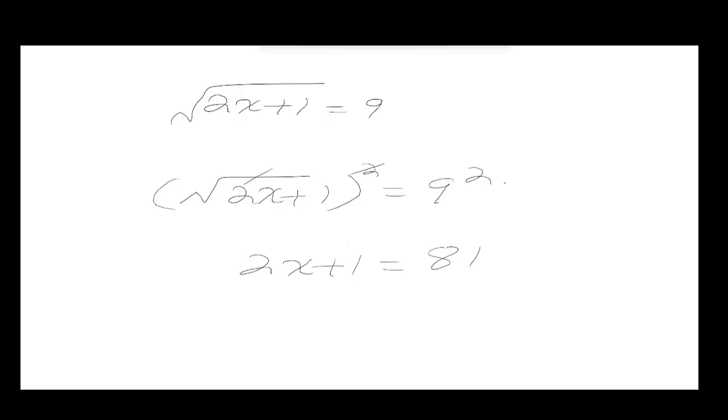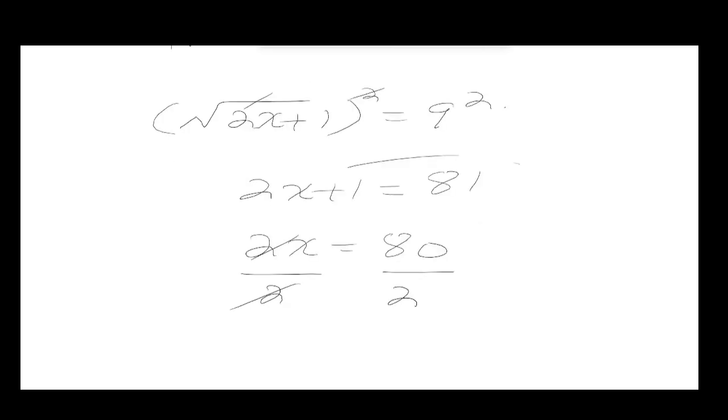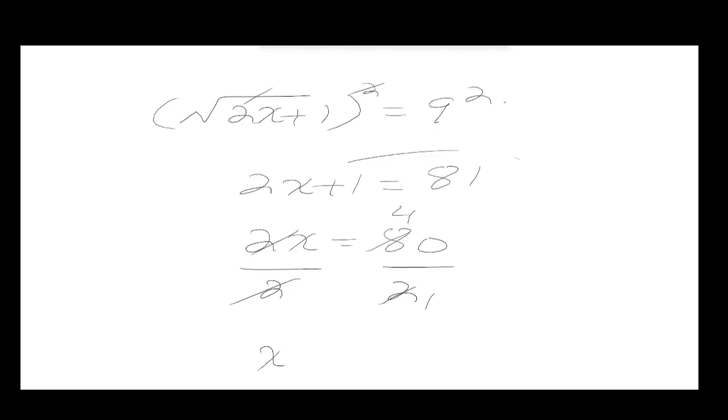The 1 gets moved to the right side. So we have 2x is equal to 80 because 81 minus 1 is 80. So now we can divide 2 on both sides. So we can write 2x over 2 and 80 over 2. So first, how can we divide this? We can say 2 1s are 2 and 2 4s are 8. So the answer will be 40. The value of x is 40 and this is our final answer.